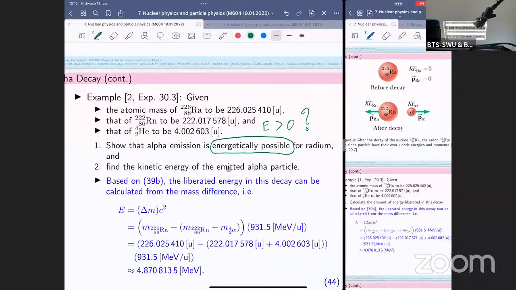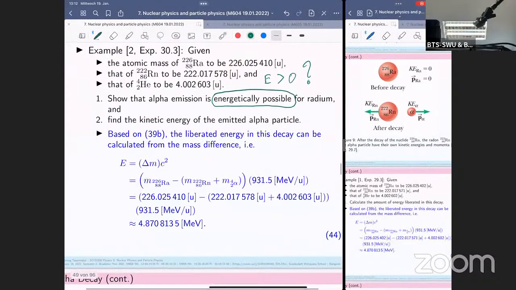The important thing is we want to know... 2040, right? We're going to finish at 14, right? Okay, we need to know the kinetic energy of the emitted alpha particle. This is difficult actually.